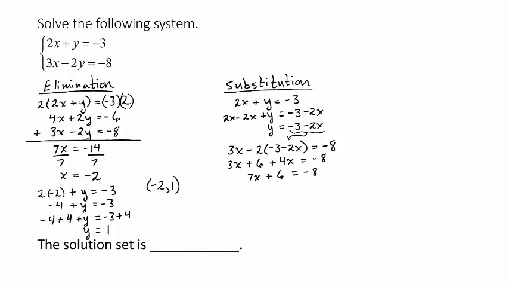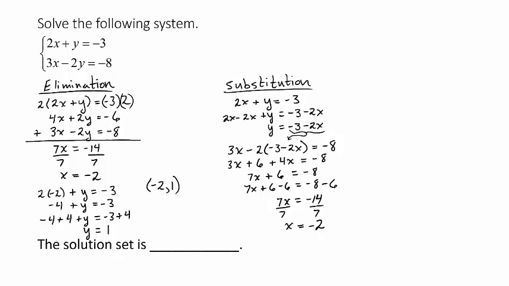I want to get 6 over on the right-hand side, so I'm going to subtract 6. 7x plus 6 minus 6 equal to negative 8 minus 6. 7x is equal to negative 14. Okay, and if we divide both sides by 7, x is equal to negative 2. Okay, how are we doing so far? Is that what we got when we used the elimination method? Yes, we got that x is negative 2.